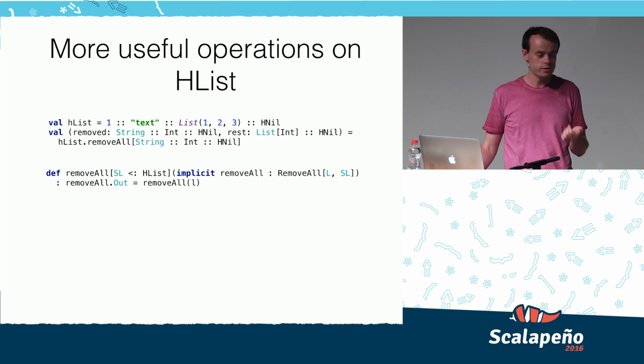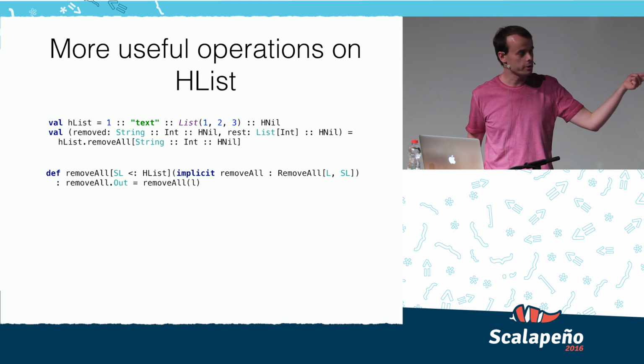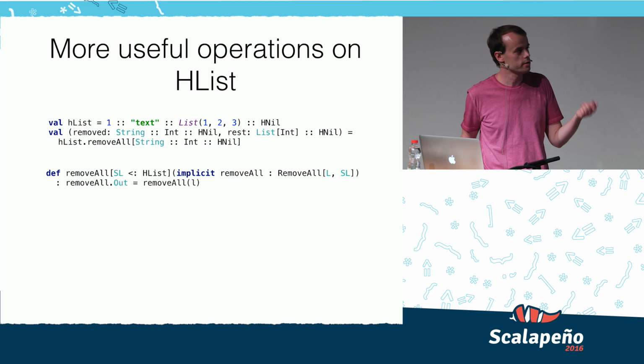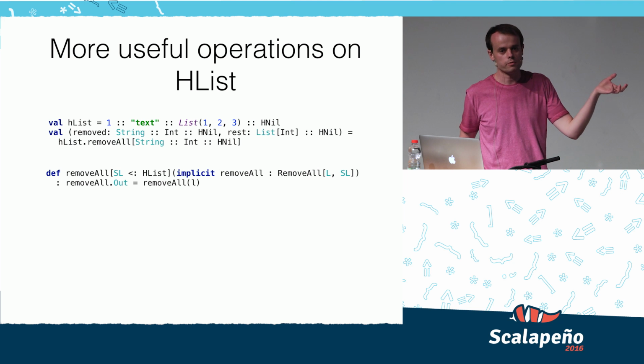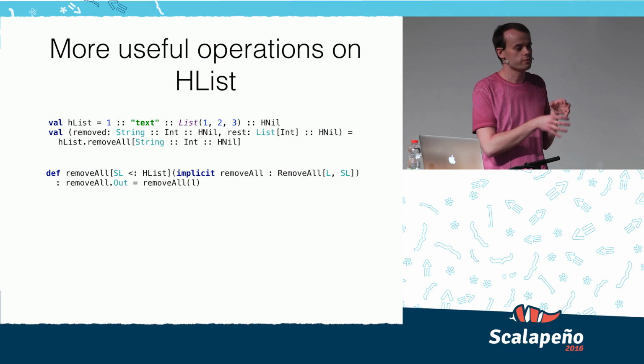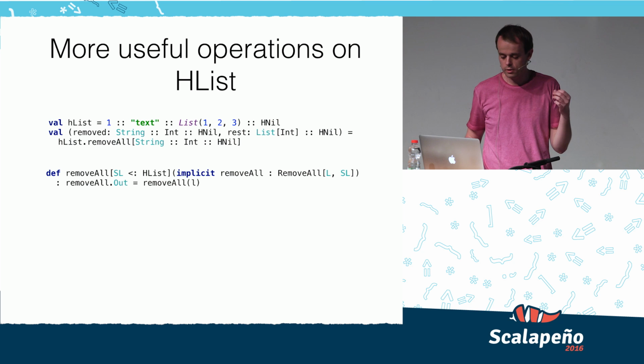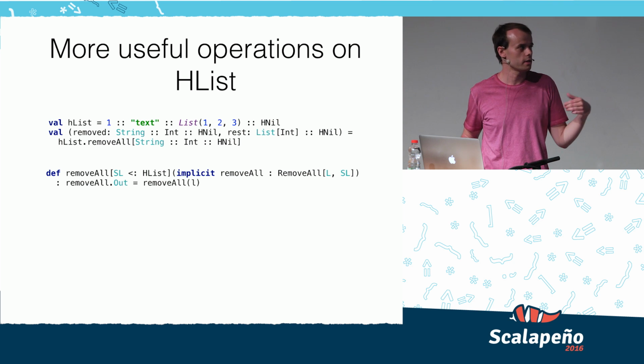So this is how the method is defined. We require an instance of type class RemoveAll, which is parameterized with two types of lists. It tells us that from the first list, we are able to remove elements of the types from the second list. This not only provides us this information, but it also tells us how to exactly do it.